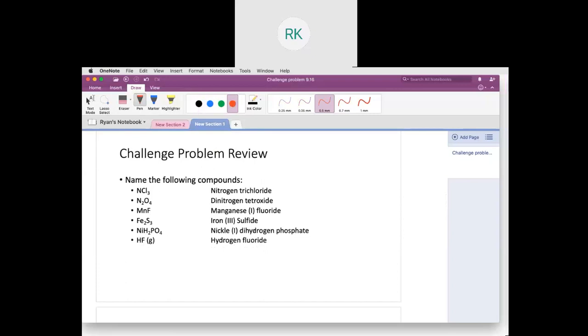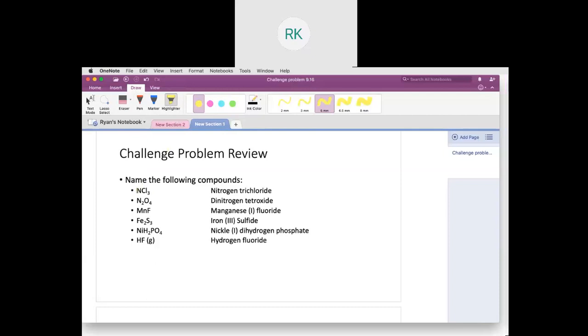And so here is the next challenge problem. Here we were given chemical formulas, right? We're given the formulas and we're asked to say the name. Okay, and I'm going to start out by using the little highlight portion to highlight everything that is named covalently.